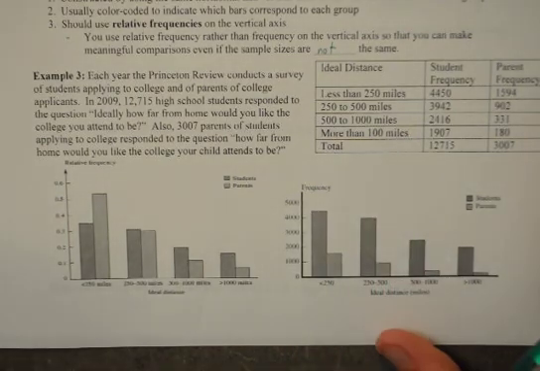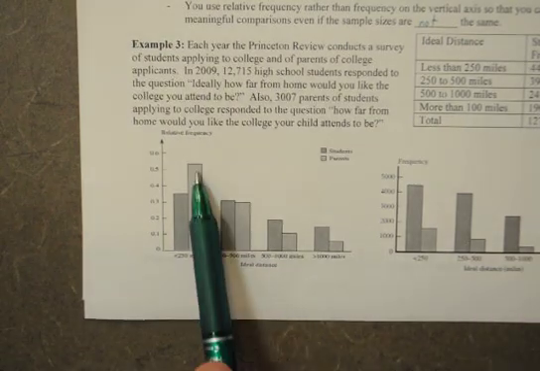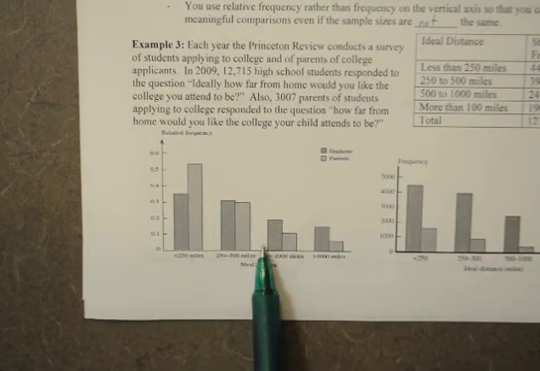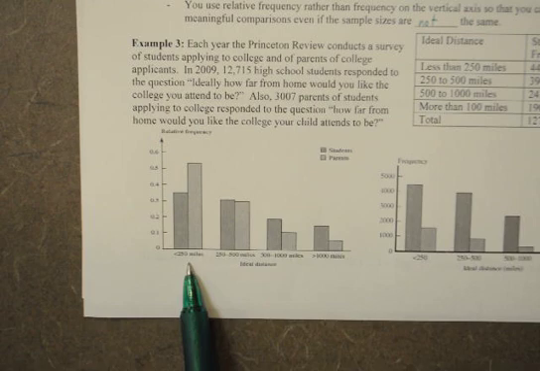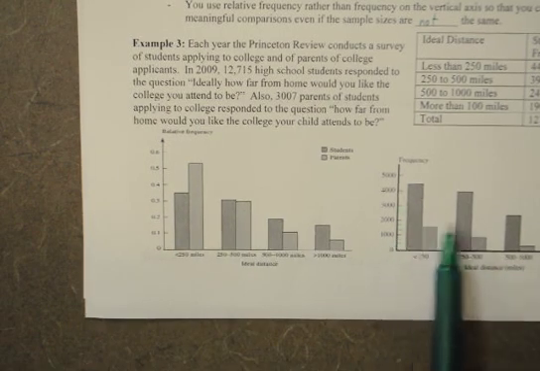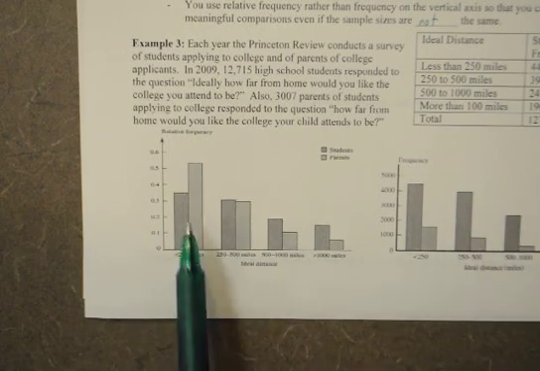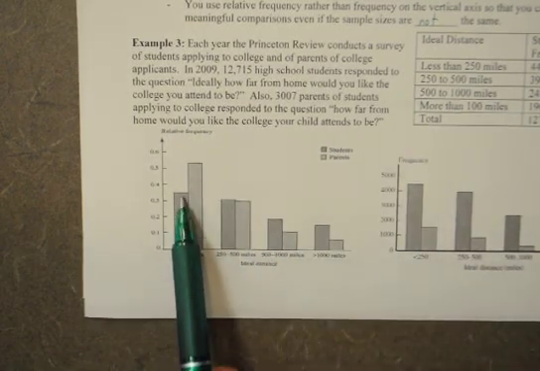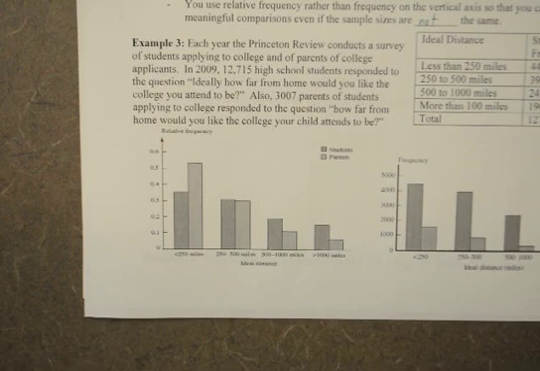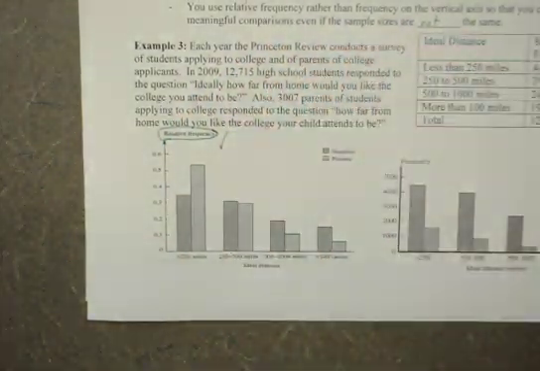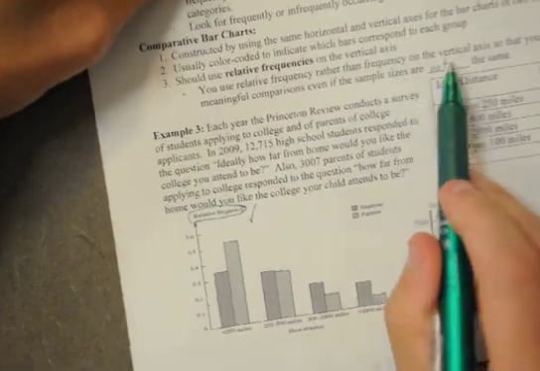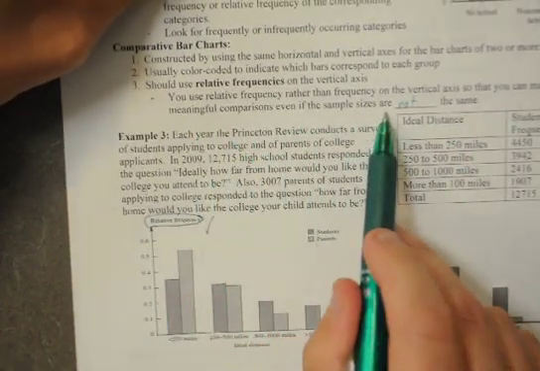If you look at the relative frequency of the parents, the majority of parents fall in this category. I mean, it's hard to see that here. This is a lot higher than this, but if you look at the relative frequency, the parents are a lot higher than the students here. So something to think about. In general, you want to use relative frequency for comparing. And what that does, you can make meaningful comparisons even if sample size is not the same.